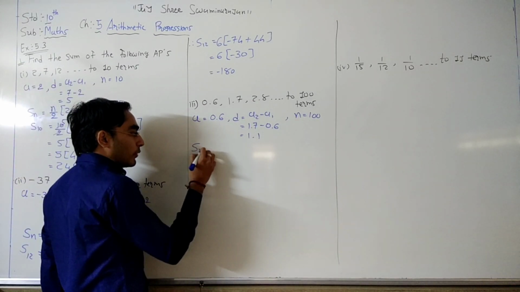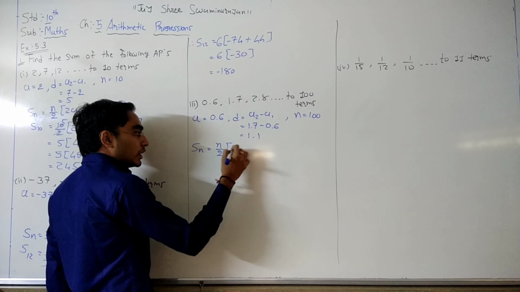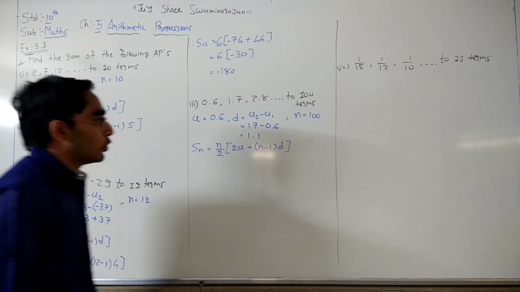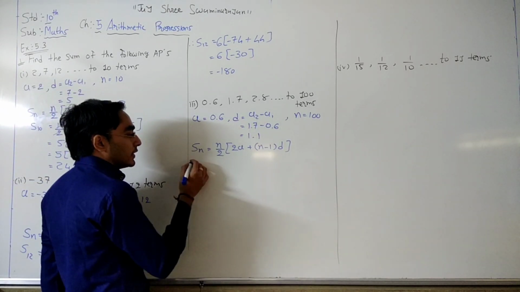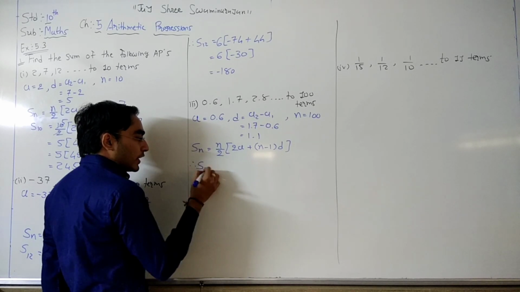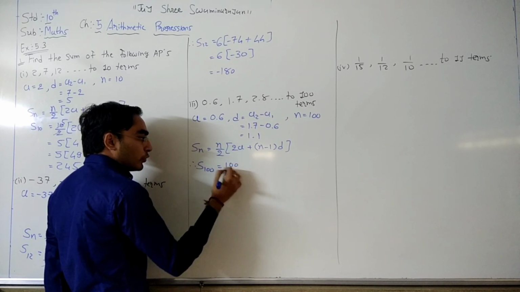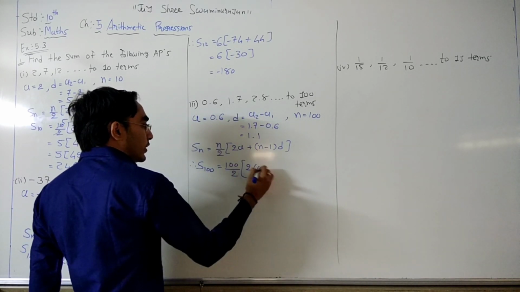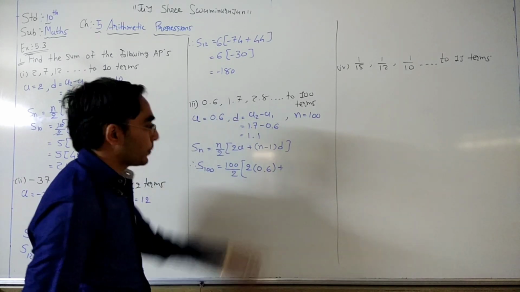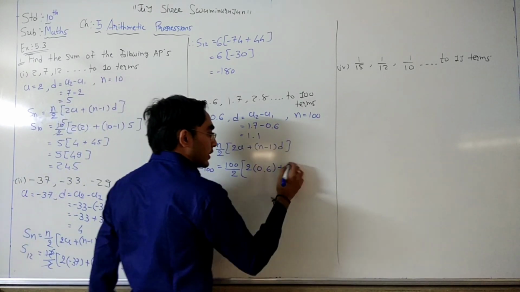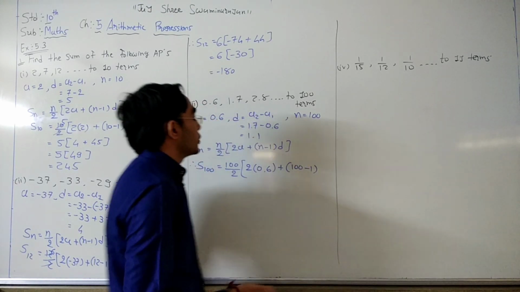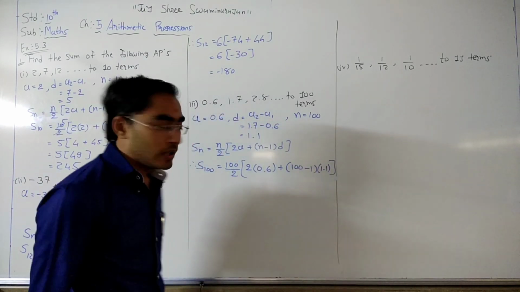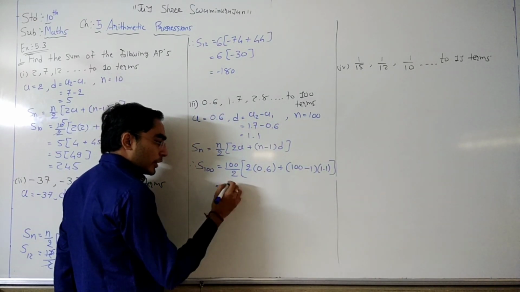So now the formula of Sn: n by 2 in bracket 2a plus n minus 1 d. Now put the value of a, n and d. In place of n put 100, so 100 by 2. Now 2a, so 2 multiplied by a, which is 0.6, plus n minus 1, so in place of n 100, so 100 minus 1 into d, common difference d is 1.1. Okay, now 100 by 2, it is 50.